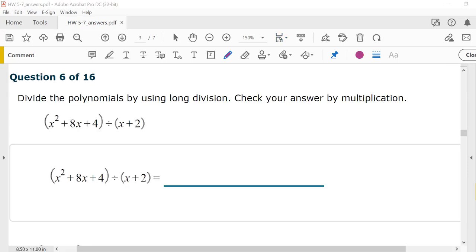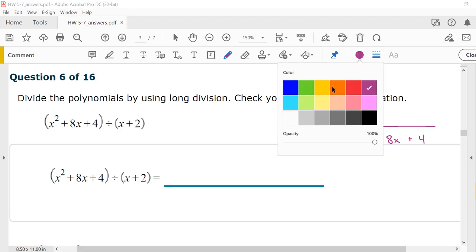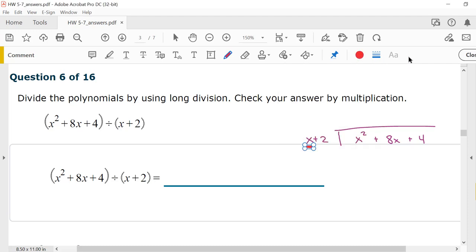All right, question 6. Divide the polynomials. Here we go. X squared plus 8x plus 4 divided by x plus 2. Okay, x times what gives you x squared? X times x gives you x squared. Okay, x times x plus 2. And actually, I'm going to tell you to go ahead and do negative x times x plus 2. So then you don't have to go back and change the signs.